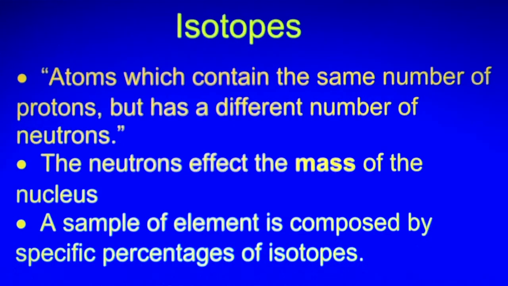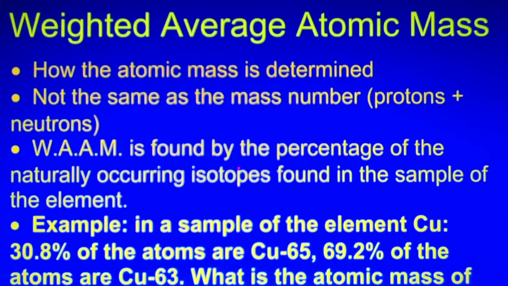Isotopes are something that we've talked about already. We know that they have the same number of protons, but the number of neutrons is going to change. So when the neutrons change, the mass of the atom also changes. Today we're going to concentrate on, if you have a sample of an element, figuring out the mass of that element by using the percentages of the isotopes. So what we're going to calculate tonight is weighted average atomic mass.